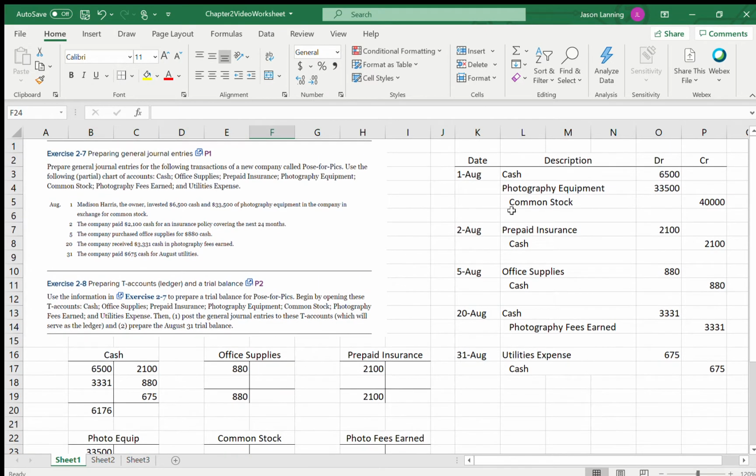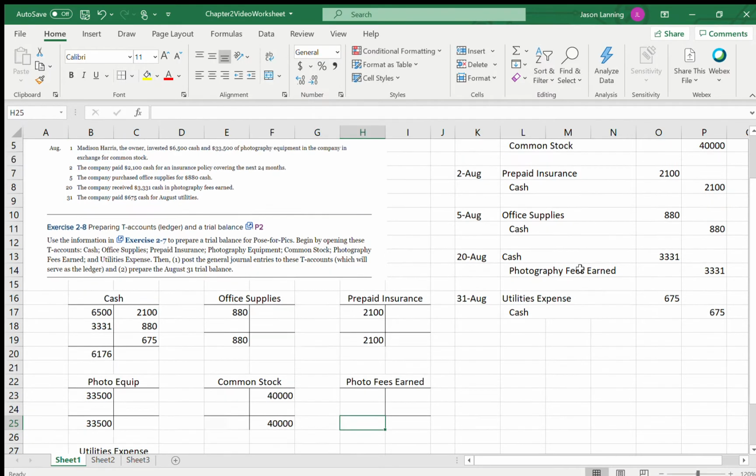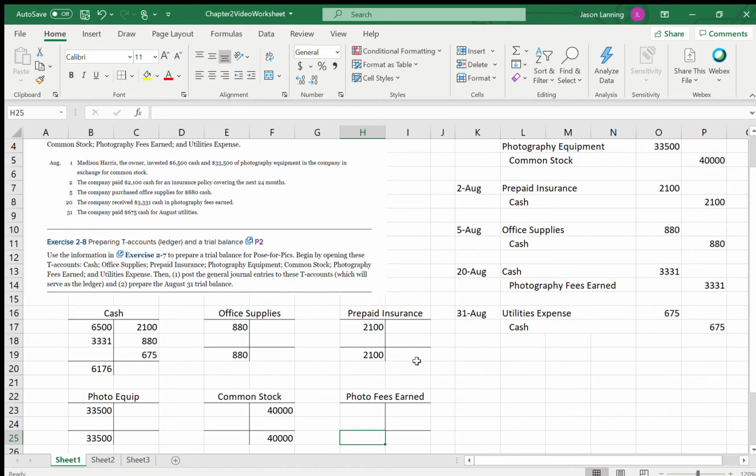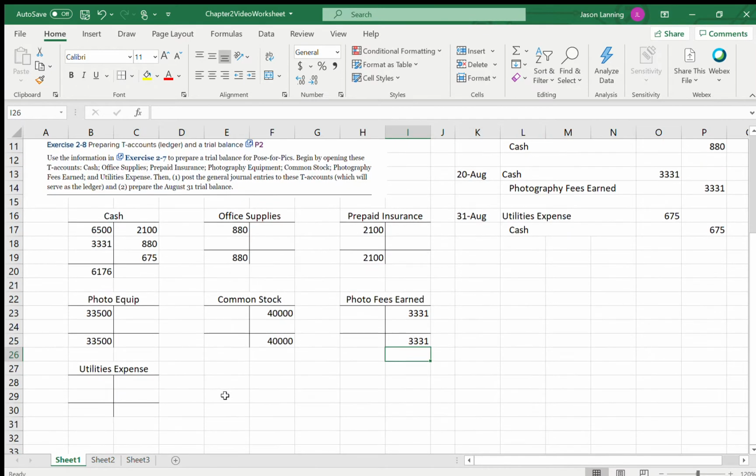Common stock, that was up here. That was $40,000 on the credit. Nothing else with common stock, so we can just bring that down to our total there. Photography fees earned, we have a credit on that of $33.31. That's the only revenue we had here, so we can bring that down. And then utilities expense, we have a debit of $675. So we will bring this down. And these are our T accounts. So we've done the T accounts here.